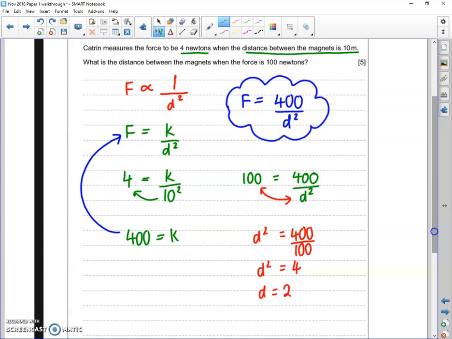Now, if it wasn't a real life question, if we say that d is the square root of 4, that's not the only solution when you square root. It could also be minus 2. So if there was no real life context, it could be either positive 2 or negative 2. But because this is real life, you can't have a negative distance between magnets. So you wouldn't have to put this negative solution in this time. Okay, so just d is 2. And there's a nice easy 5 marks, reasonably straightforward, as long as you get the opening expression correct.